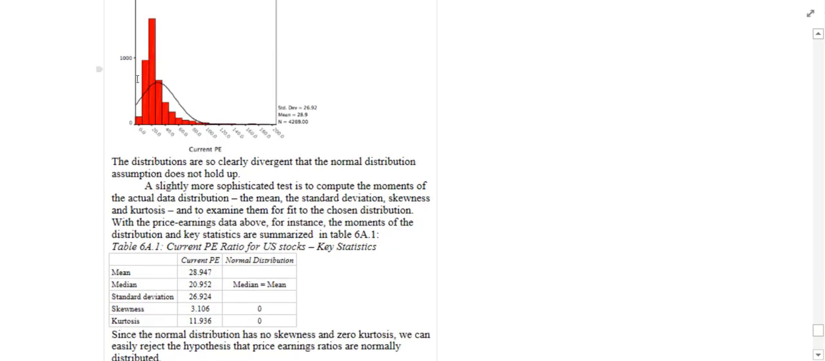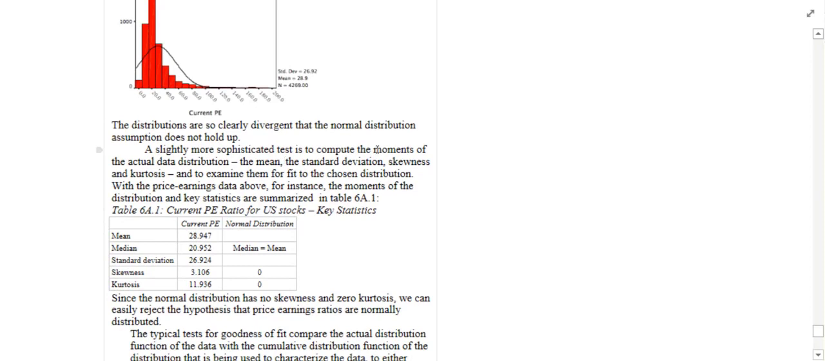Another way to do this would be to make a best fit line, if you will, through this histogram and see how well that fits. You could see this really wouldn't fit very well just because of how skewed it is. Another way to do it would be to compute the moments of the actual data distribution, in other words, the mean, the standard deviation, skewness, and kurtosis, and then examine them to see how they fit the distribution. And if we did that in this case, we'd see that life's not so good.